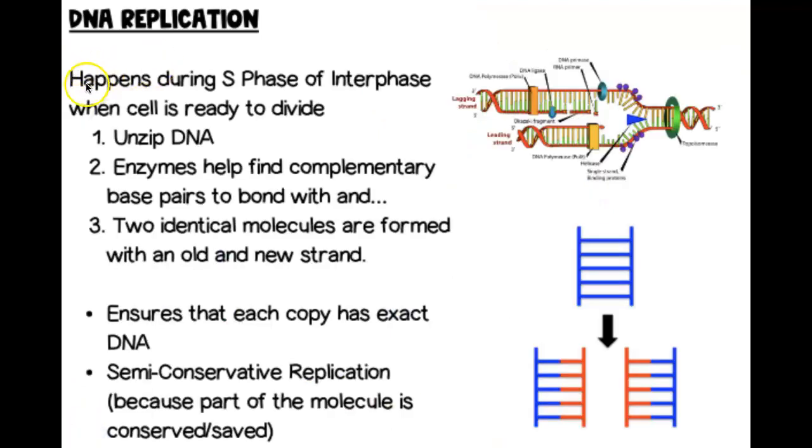So DNA replication, it happens during S phase of interphase, when the cell is ready to divide. First, we unzip the DNA. Second, the enzymes help find complementary base pairs to bond with. And third, two identical molecules are formed with an old and new strand, just like it shows in the ladders over here. This ensures that each copy has exact DNA.